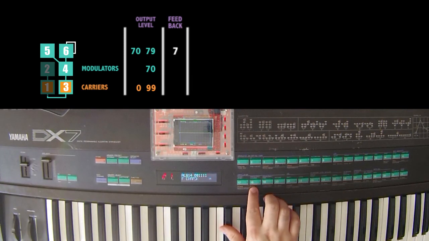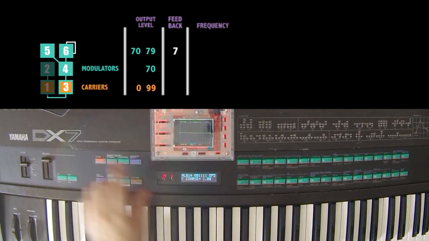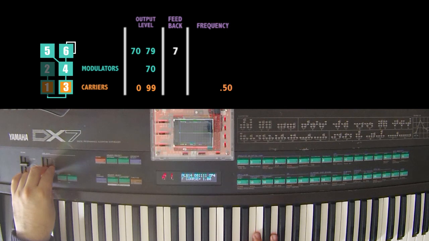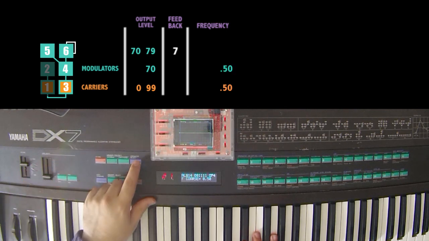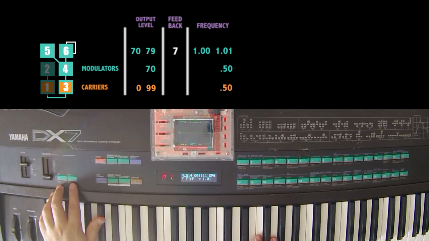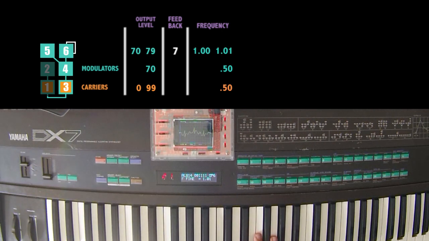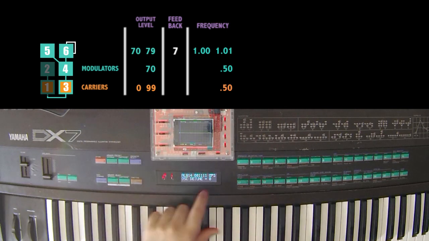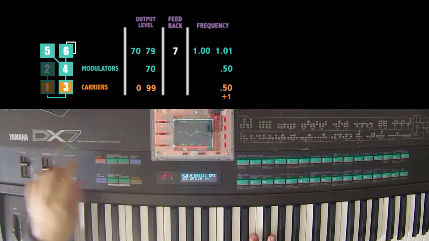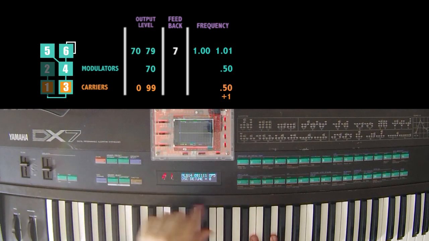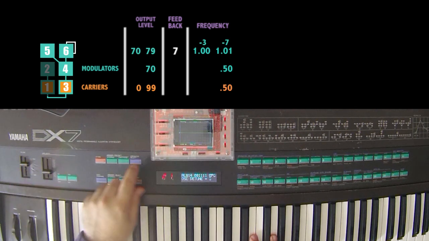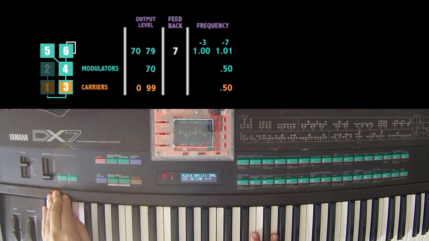Then we can go to our frequencies, starting with operator 3, 0.5, operator 4 is 0.5, operator 5 stays at 1, and operator 6 goes to 1.01. We have detune values, so operator 3 is +1, operator 4 stays at 0, operator 5 is -3, and operator 6 is -7.